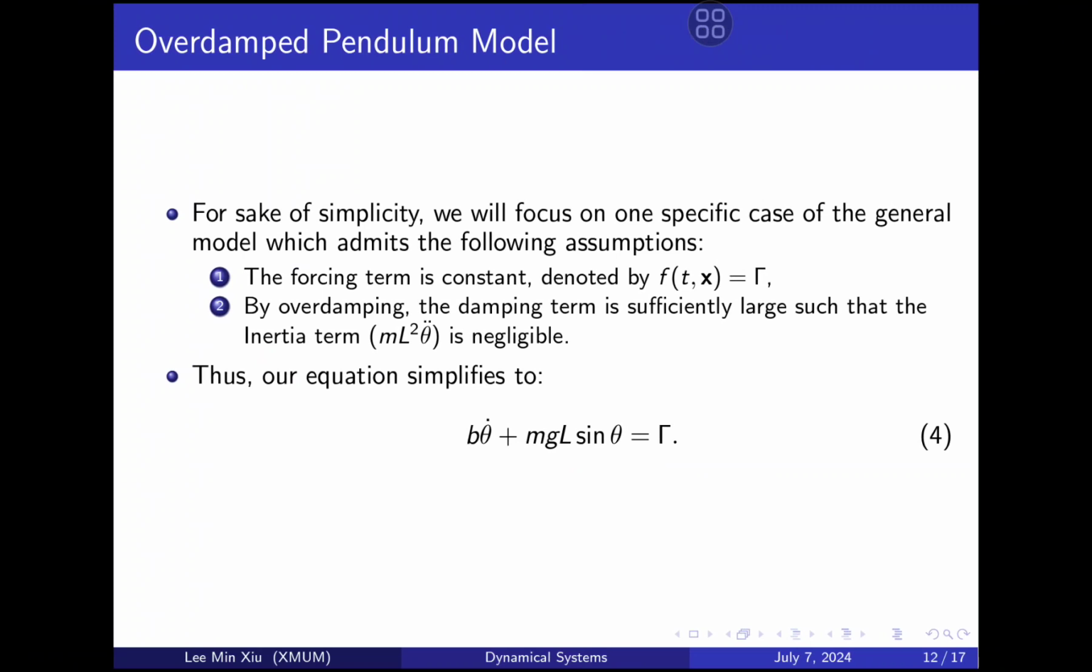So for the sake of simplicity, we'll focus on this case, in which we will be assuming that the forcing term is constant, and we will denote it by gamma. And by overdamping, overdamping means we damped really hard, we damped a lot. Therefore, when we damp sufficiently large, we are damping such that the inertia term is negligible.